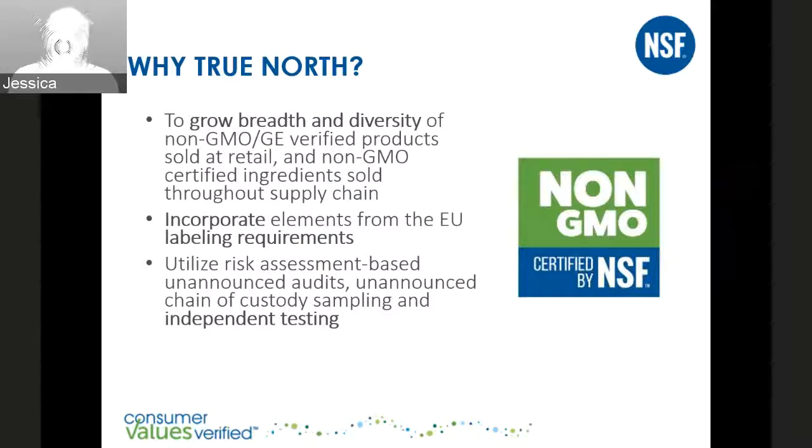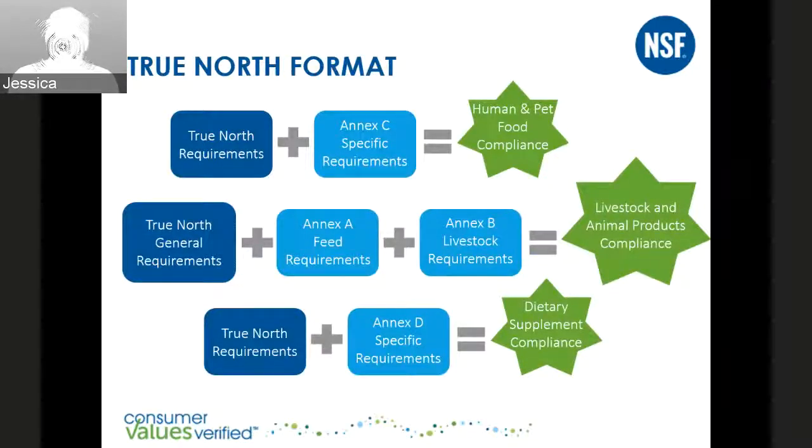The basic tenets of the True North program are consistent with other compliance verification programs such as segregation, traceability, supplier approval, testing, non-conformance, etc. The format for True North is slightly different than others. True North is divided into two parts. You have the True North general requirements and you have the annexes. Currently, there are 6 annexes, A, B, C, D, and H and I.